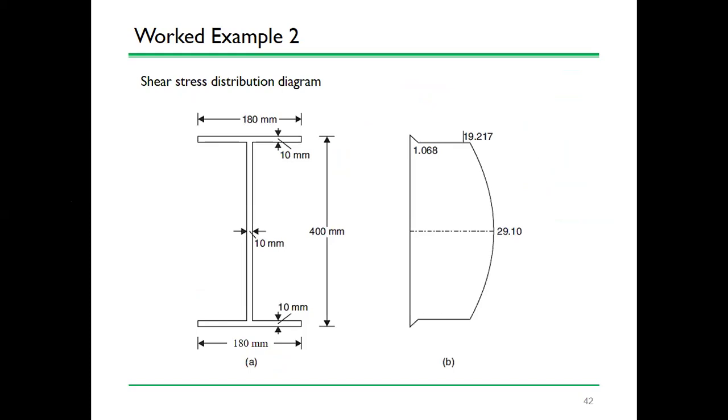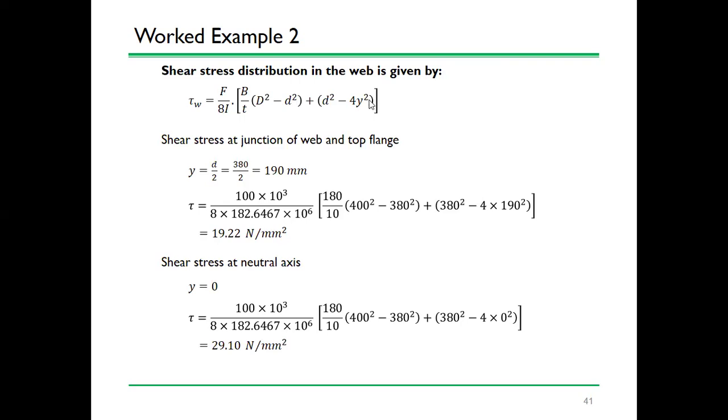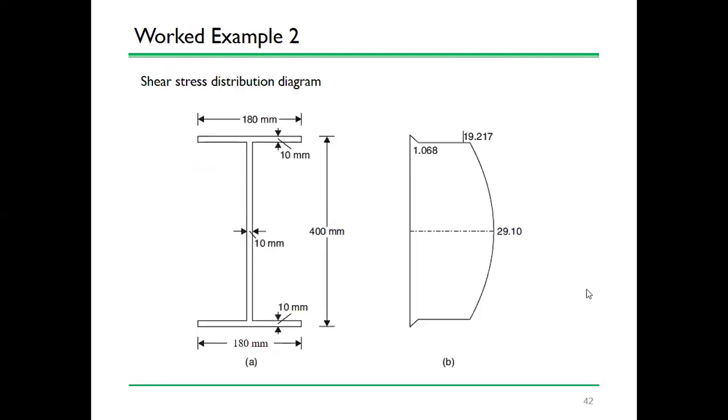Okay, so let's go back quickly here. When we look at the flange, we have 0 and 1.07. And then when we look at the web, we had 19.22 and 29.1. So what you do is this. You are going to draw a single line like this to represent the depth of the overall beam. This one goes. So these are the projections you do.